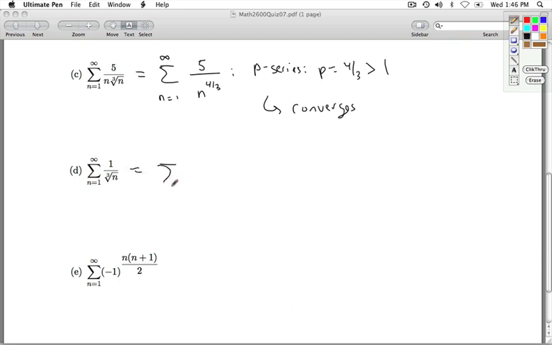Letter D. I can rewrite this as the sum n equals 1 to infinity, 1 over n to the 1/3. This is another p series. P equals 1/3, and what's important about that? It's less than or equal to 1, which means it diverges.